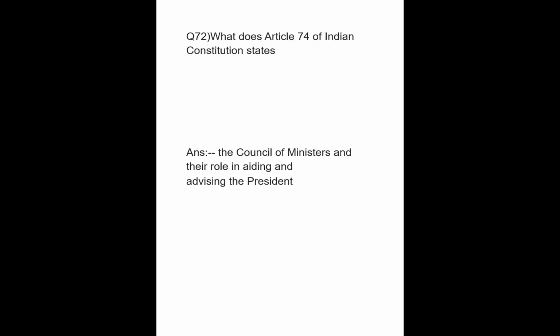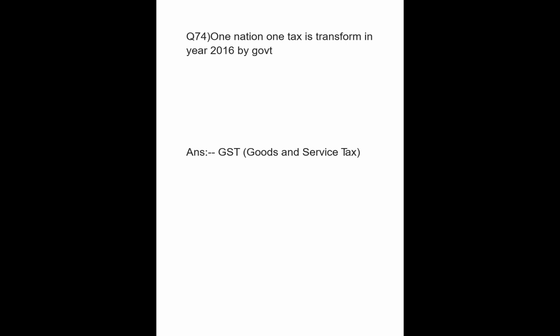What does Article 74 of the Indian Constitution state? It states the Council of Ministers and their role in aiding and advising the President of India. Then, Delhi Union Territory status is related to Article 239AA. One Nation One Tax was transformed in 2016 by the government; the correct answer is GST, that is the Goods and Services Tax.